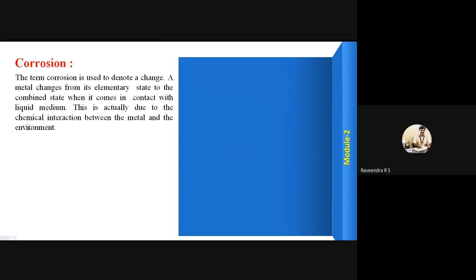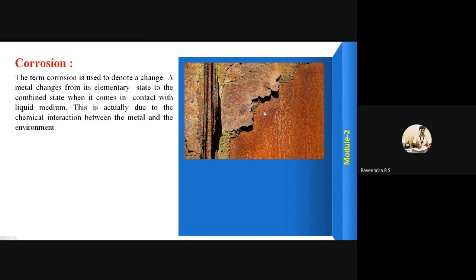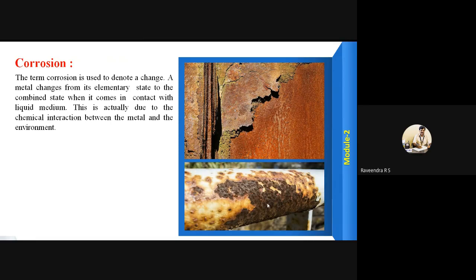This is actually due to the chemical interaction between the metal and the environment. Why does this change occur? Because there will be a reaction called electrochemical reactions. So that is, there will be a chemical interaction between the metal and the moist environment. So we can see the surface of the iron after corrosion. This is the image which represents the corrosion. The best example is the rusting of iron. This is the rusting of iron we are seeing in this picture. This is also an iron pipe that gets corroded. We can clearly see the corrosion pictures here.